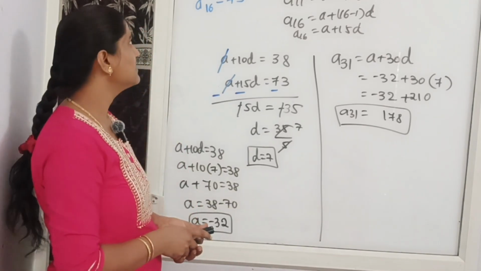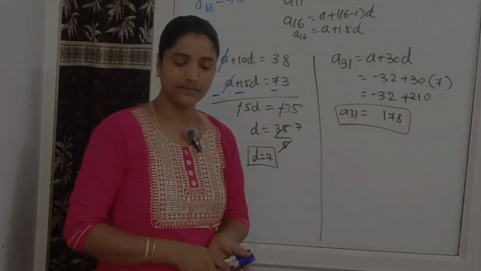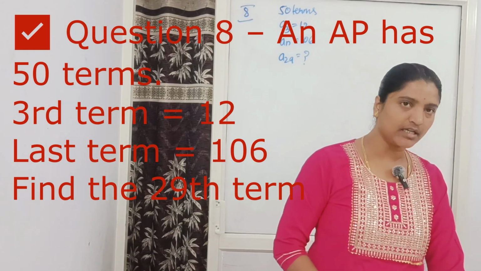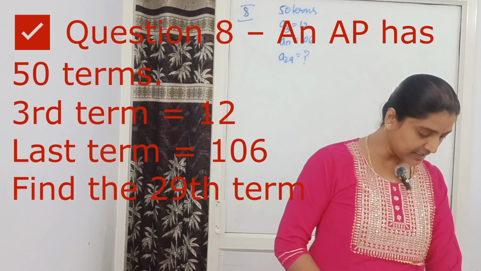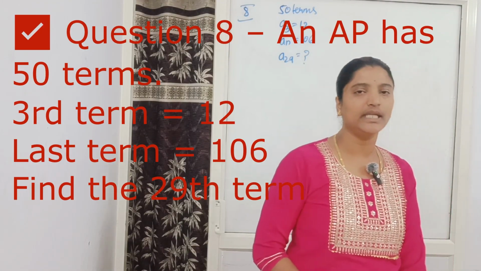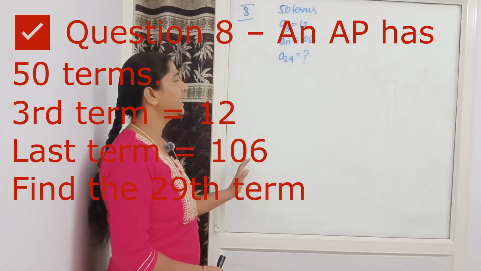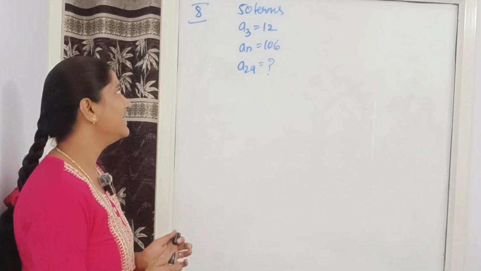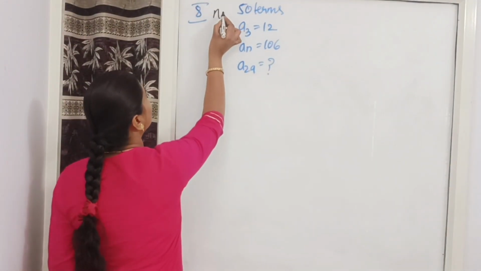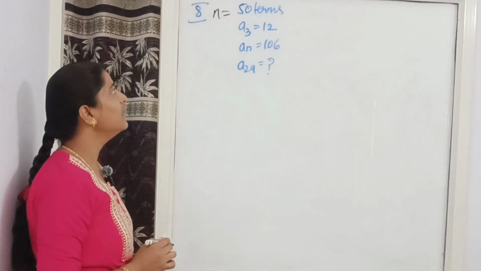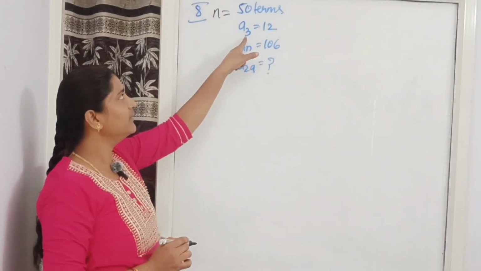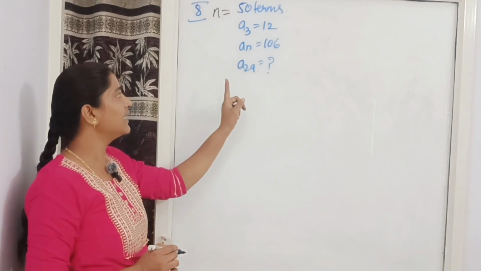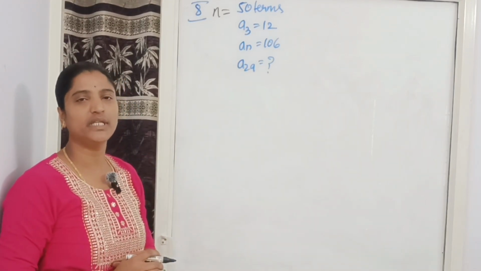Okay, yes, let us move to the 8th question. An AP consists of 50 terms, of which the third term is 12 and the last term is 106. Find the 29th term. See, they gave that this AP consists of 50 terms. That means the number of terms in this AP is 50. Clear? And the third term they gave is 12, and the last term is nothing but AN, and they are asking us to find the 29th term.